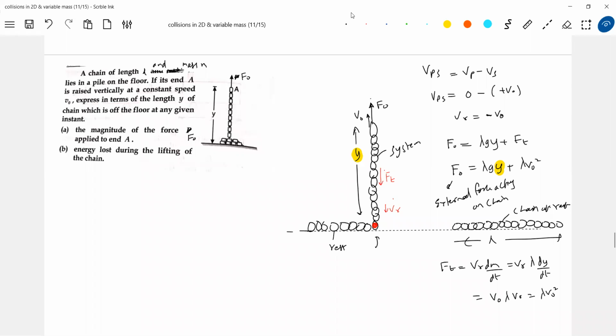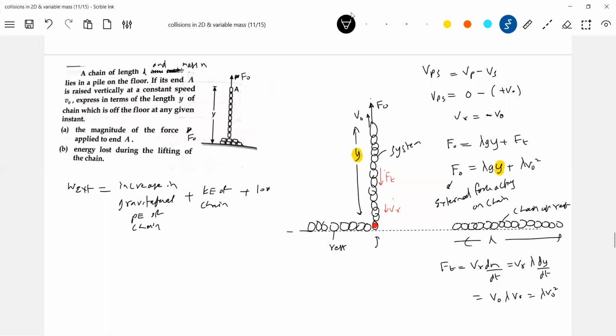So therefore, there is some sound energy generated, which means there must be some loss in mechanical energy. That loss in mechanical energy is what is asked. Got the idea, no? So work done by external agent, we'll write it here, should be equal to increase in gravitational potential energy of chain plus kinetic energy of chain plus loss in mechanical energy.